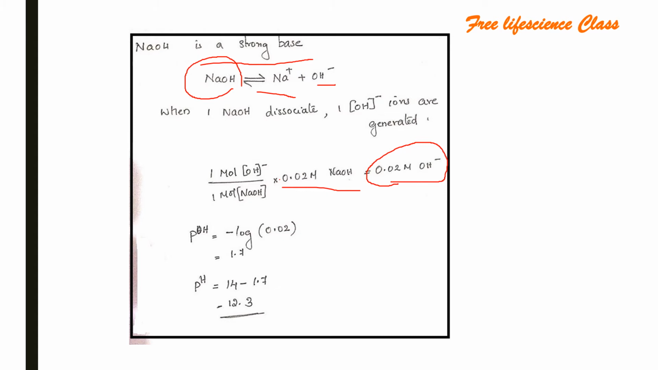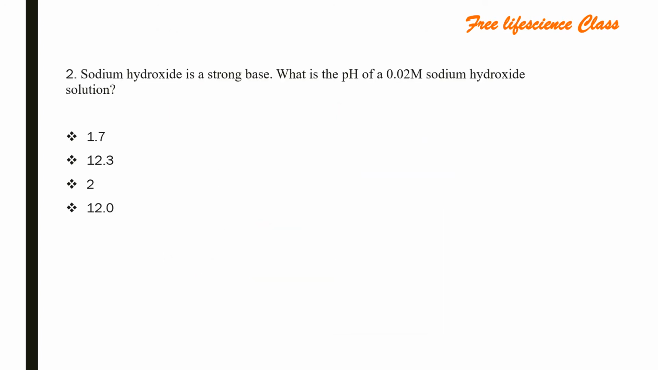Okay. So again, here we get the concentration of OH minus ion, not H plus. So we have to calculate pOH, then pH. Again, we calculate pOH, negative log of 0.02, so we will get 1.7. Calculating the pH, that is 14 minus 1.7, we will get 12.3. So the answer for this question is 12.3. And we can look at some more questions like this.